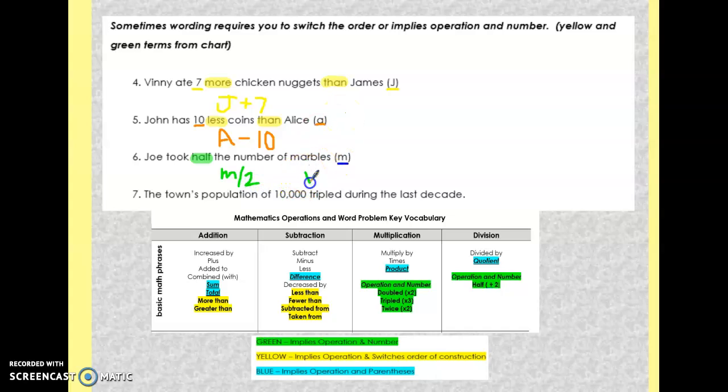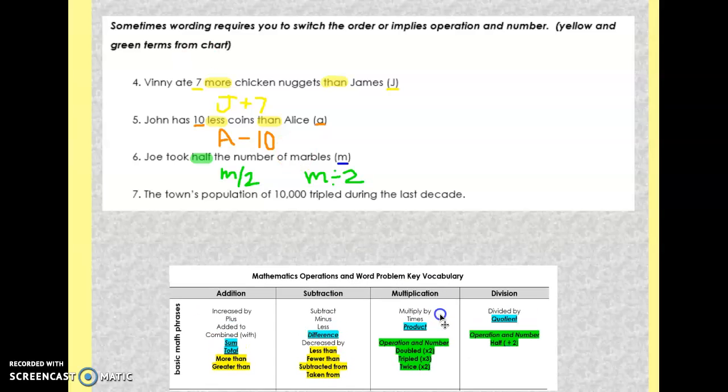And again, you could also use the traditional division sign and write it like that. Either or is acceptable. Number 7 here, the town's population of 10,000 tripled during the last decade. So again, looking through for some key words, you should hopefully be able to identify the word tripled.